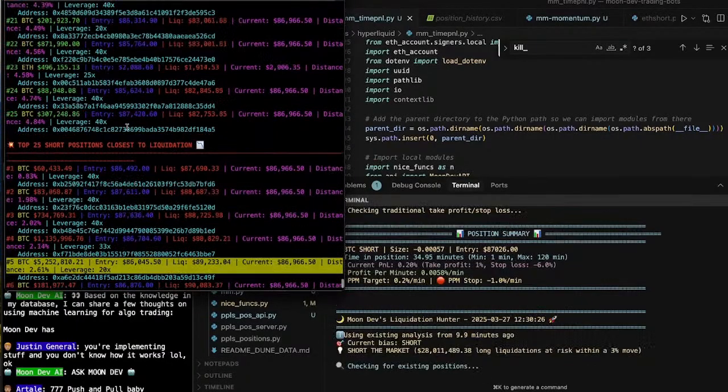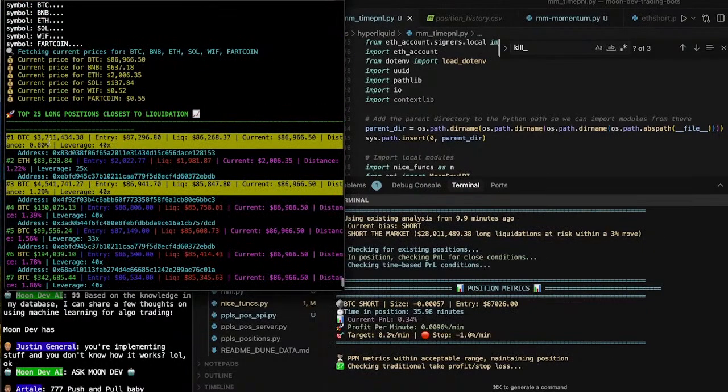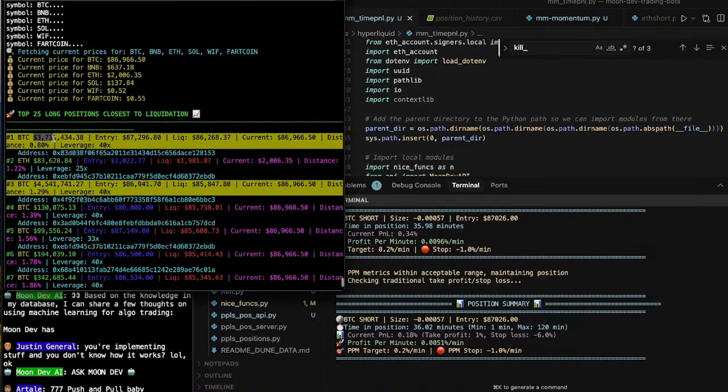He's still there. Yeah, he's still sitting there. 3.7 million. And this guy is at 85,847. So within a 1.29% move, there will be maybe about 10 million. Not quite 10 million, but you know.